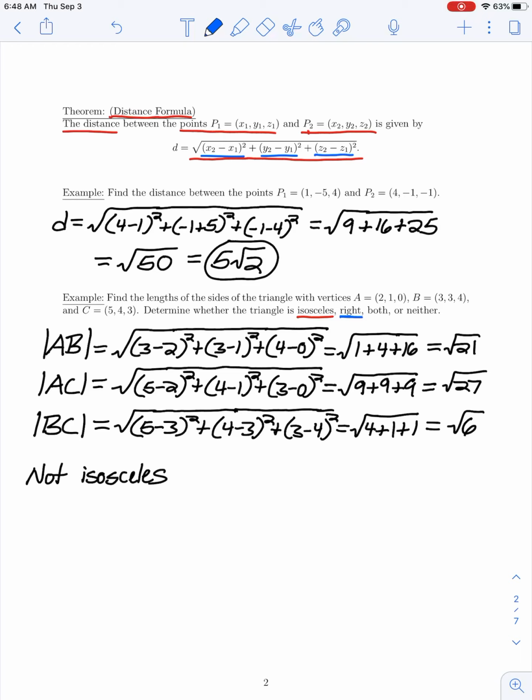Now looking at the lengths for the sides of our triangle, we can see pretty quickly that if we were to take the length of AB squared, 21, plus the length of BC squared, which is 6, we would have 27, which is the length of AC squared. So this is a right triangle. So it is not isosceles, but it is a right triangle.